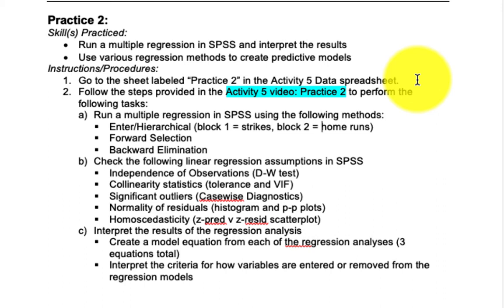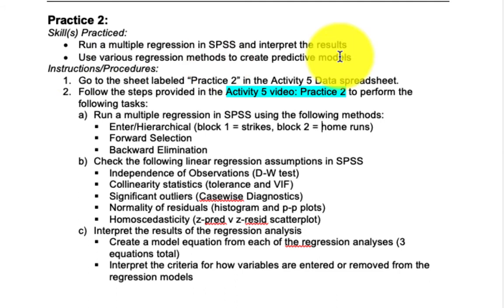Alright, welcome to practice 2 for activity 5. In this video, instead of running a bivariate regression, we're going to add some more variables, or predictor variables specifically, and we will run a multiple regression.